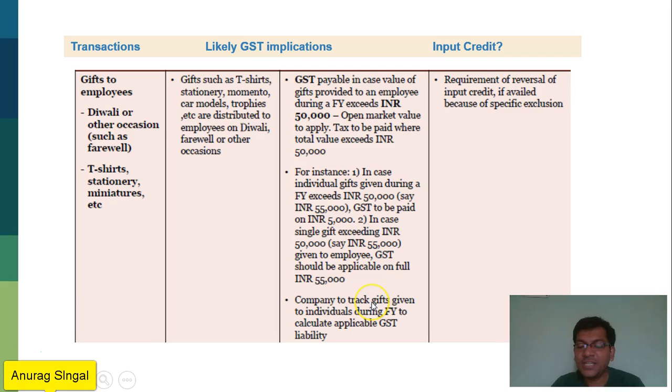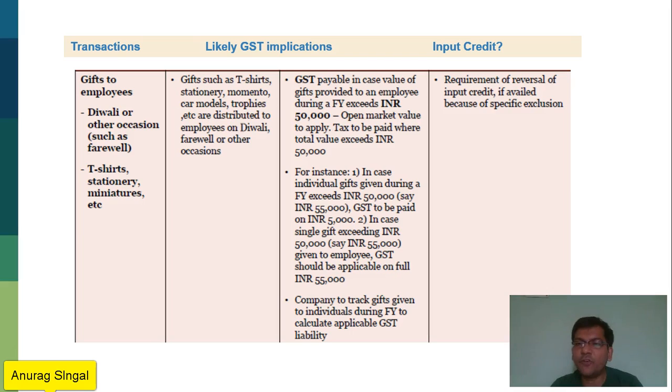Gifts to employees, so you should track the gifts in some Excel or something. And in case you have availed input credit, you have to reverse such a credit. So for example, if you have purchased some pens, like for example that costly pen, what's it called, crossword pen, so that Cross pen, yeah.